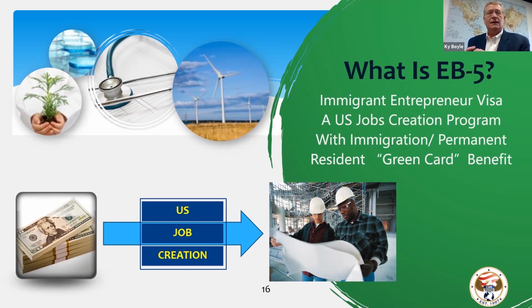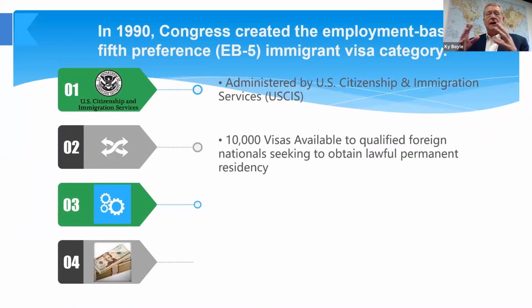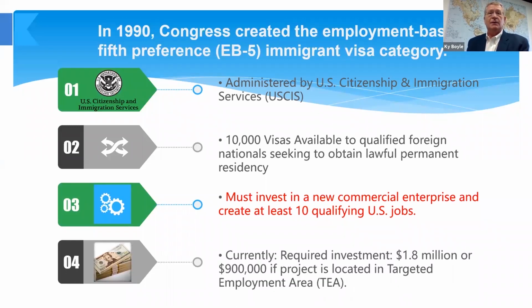EB-5 in and of itself is a program from the United States, an immigrant investor program that allows foreign nationals to make an investment in the United States, create American jobs, and if they accomplish that job creation component and make the investment of the requisite amount, then they are awarded, or they earn, or they attain the goal of a permanent residence card, a permanent green card. So at its core, EB-5 is a jobs creation program for the United States with an immigration benefit. The gatekeeper for EB-5 is the United States Citizenship and Immigration Services.